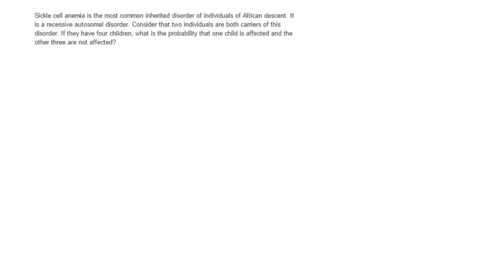For this question, we have a recessive autosomal disorder, so that means this is not sex-linked, and we're told that there's two individuals, they're both carriers of this disorder, and then we have a question about the probability that various children will be affected. So the first thing to note here is that carriers are going to be heterozygous. And the reason for that is because they do carry the allele that actually causes the disorder, sickle cell anemia in this case, but they're not affected.